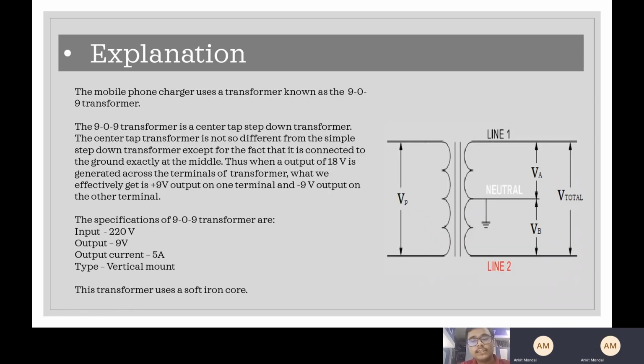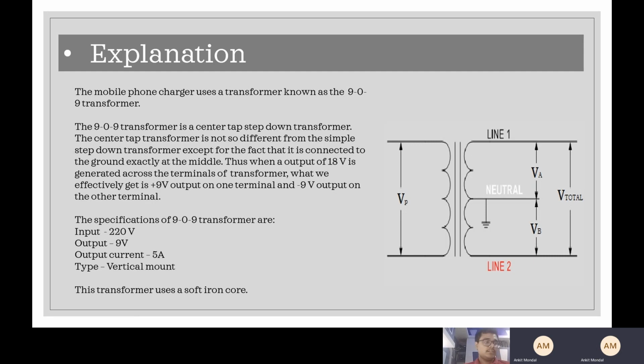Now the transformer being used here is a special kind of transformer known as a center tap transformer. The specialty being that at the center, it is tapped to the ground. So the voltage here is 0 volt. Now suppose the voltage being developed across the two terminals of the secondary is 18 volts, then since the middle is at 0 volt, the upper terminal A will be at plus 9 volts and the lower terminal B will be at minus 9 volts.